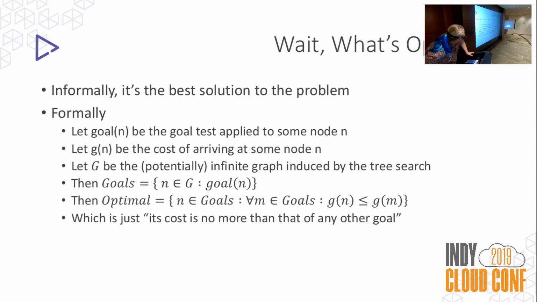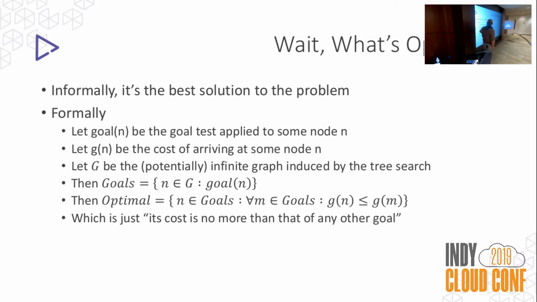So we talked a little bit about what optimal was, but let's be a little more specific about it. Informally, optimal solutions are the best solutions to a given problem. But formally, they mean this. Let's say that there's some goal test which we need to define the search problem, and it's being applied to some node n. So let g of n be the cost of arriving at some node in that problem. So it's from the root, I applied all of these actions. What's the sum of their cost?